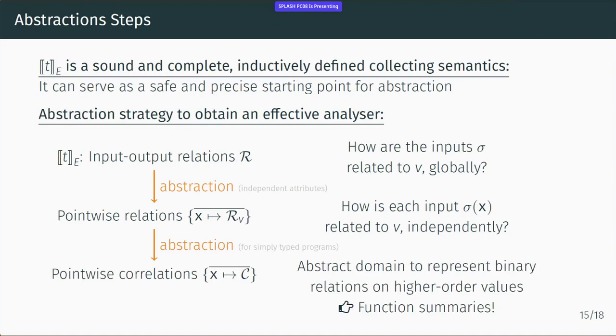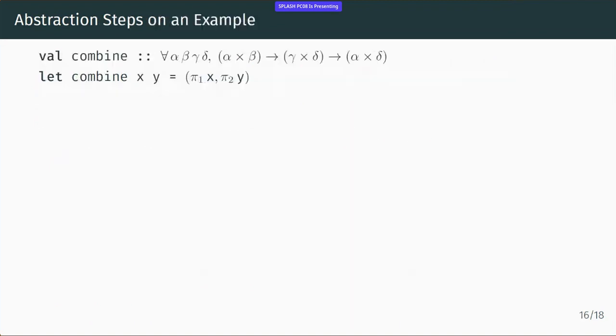And finally, each of these binary relations, we abstract them again using the correlation subdomain that we have extended to support higher-order values. And this is what gives us function summaries. Okay, what we get in the end is an analysis that is quite surprisingly precise.